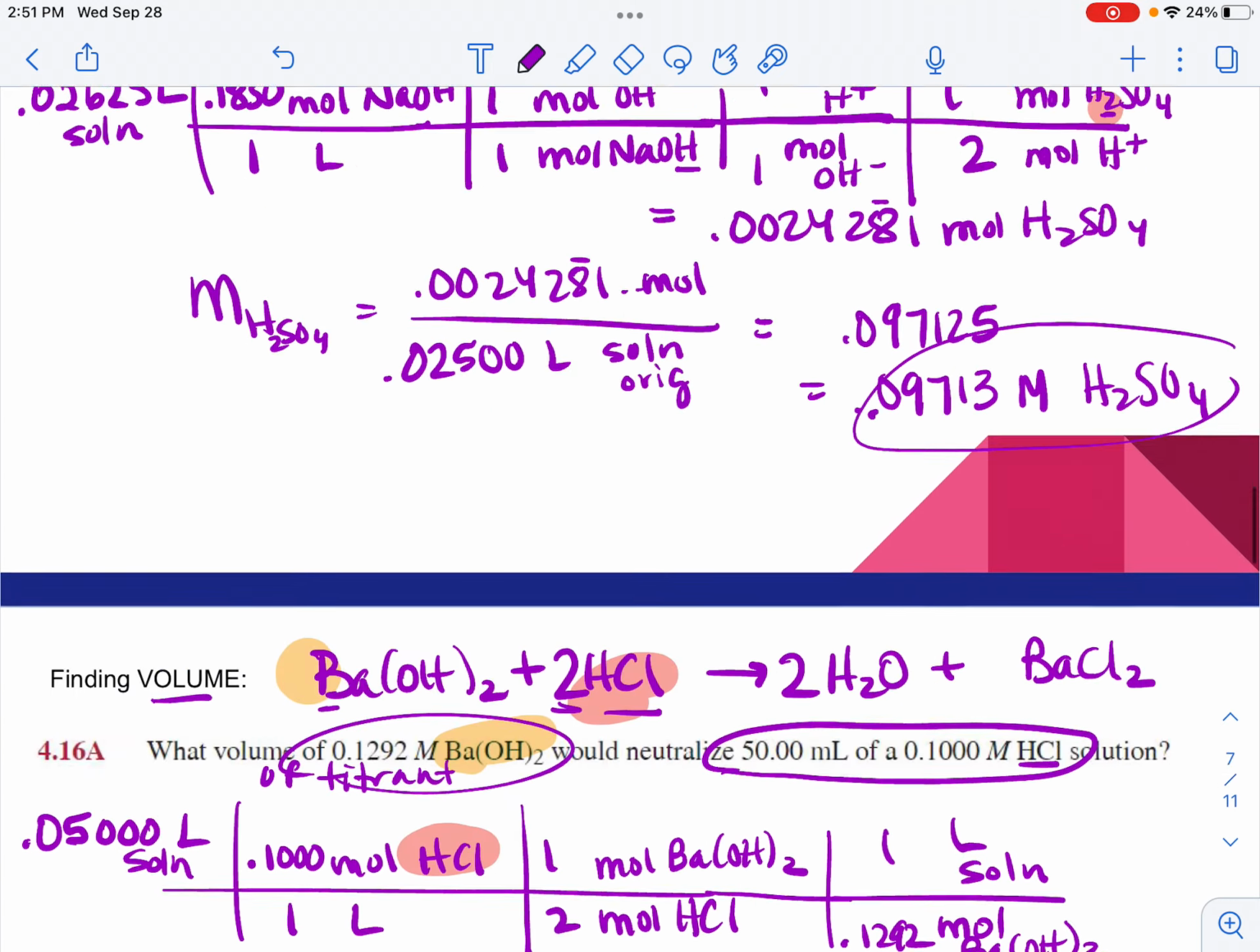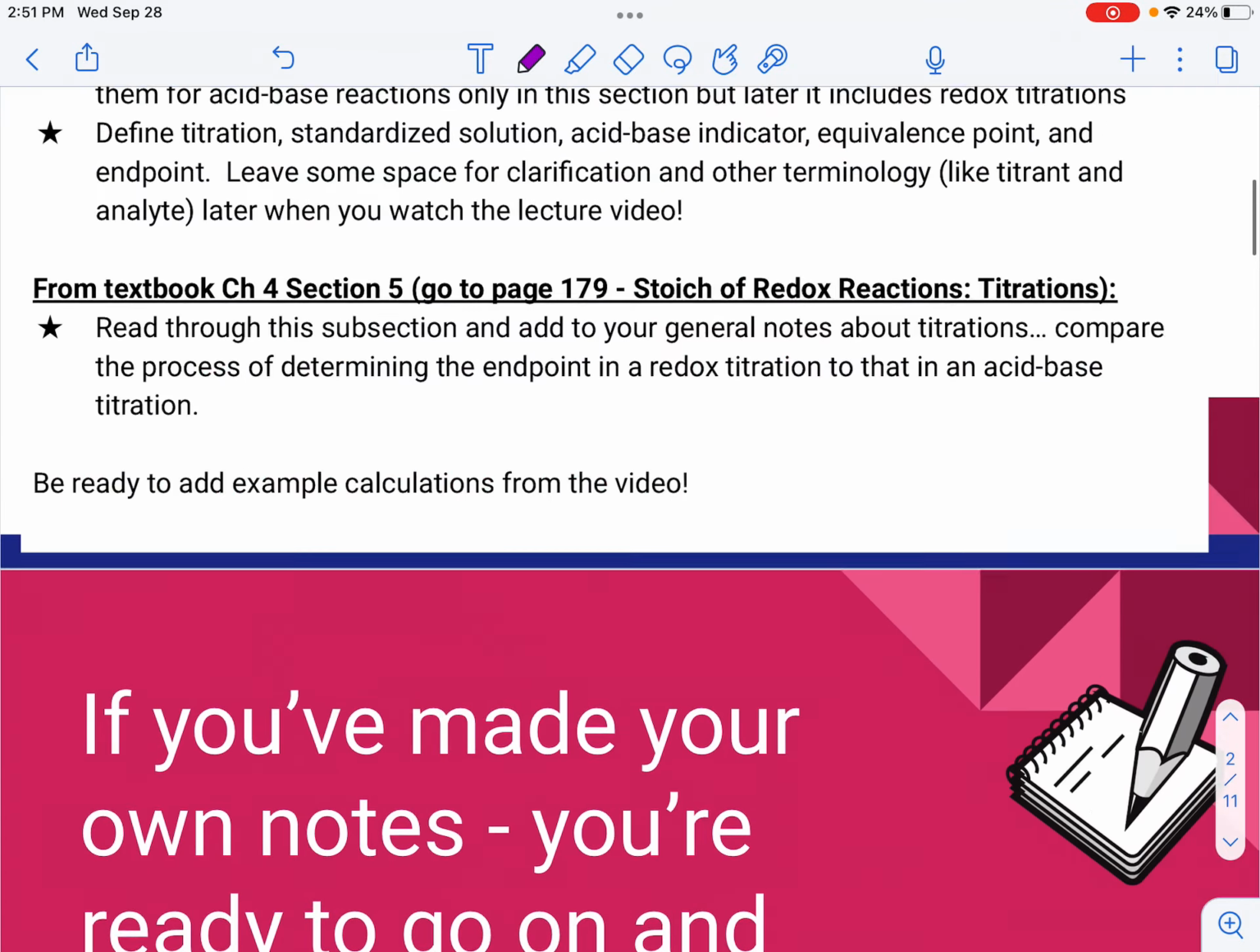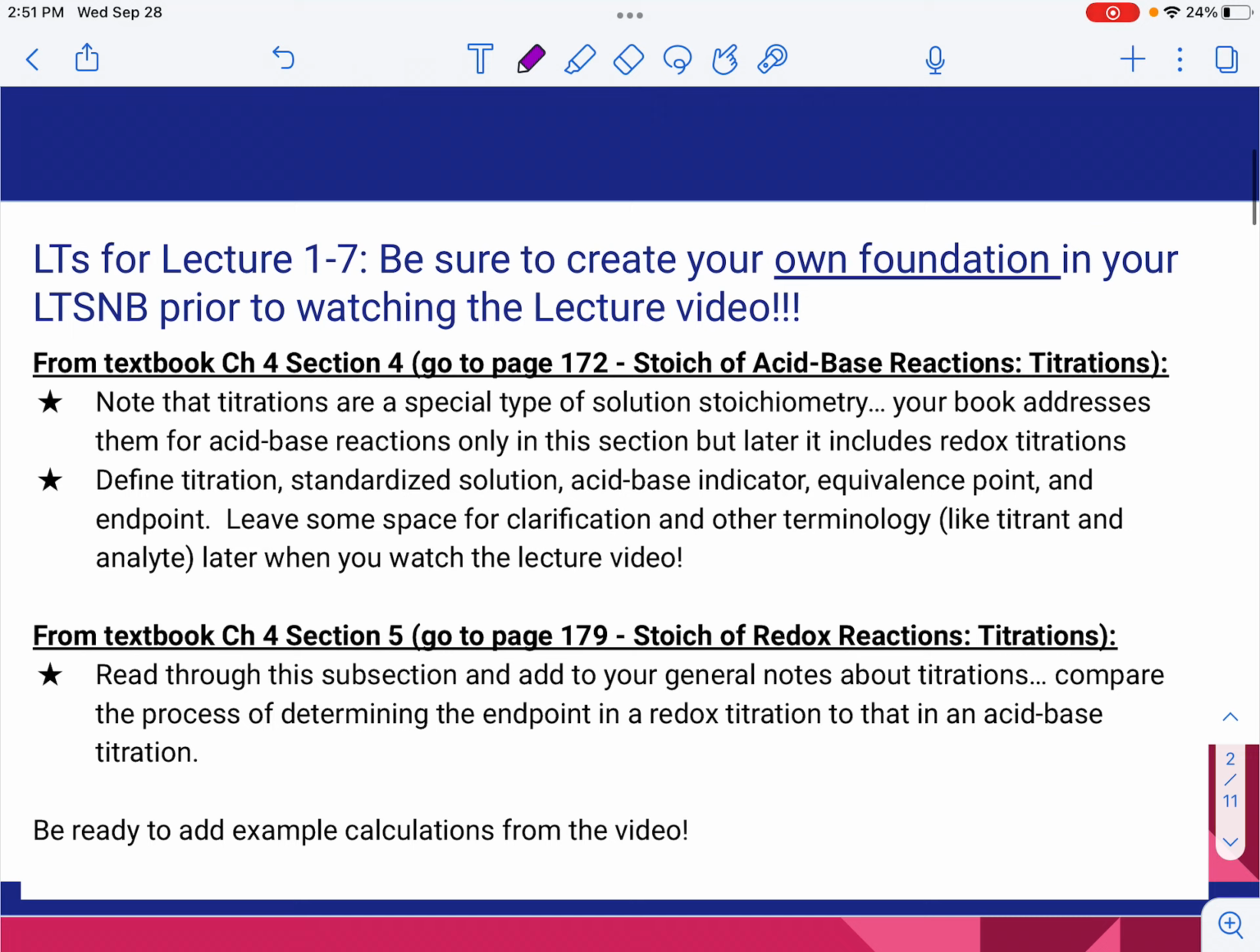So this gives you an idea of how to do calculations related to titrations, a little bit of the vocabulary related to titrations. Be ready to come and practice and ask questions in class.